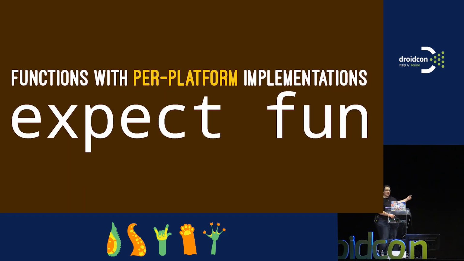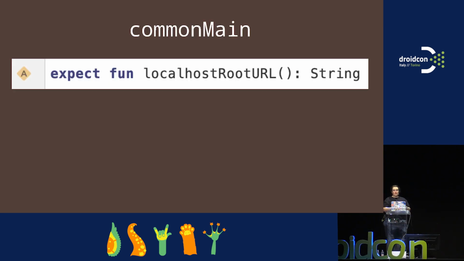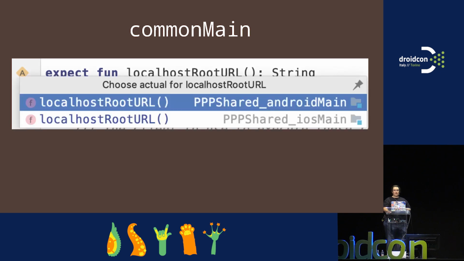Speaking of platform-specific implementations, let's get a little bit more to the fun stuff you can do with Kotlin-Native. You can, in fact, expect fun. What this means is that in your common module, you can declare that you have a function which you are expecting to have implemented per platform. And next to it, you'll see a little diamond that you can click on in order to see what the actual implementation would be per platform.